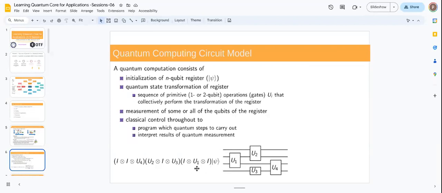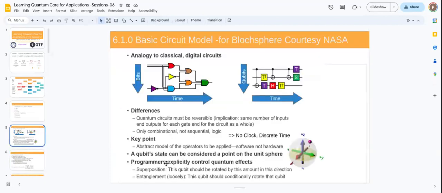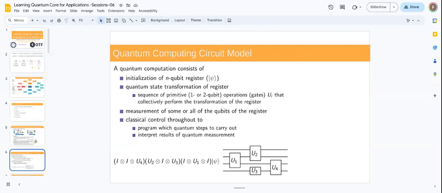We start with the MS bit. So I into U1 into I, that is the first vector. Then the second vector is U3 into I into U2. The third one is U4 into I into I. So that's the way the circuits are designed and modeled. So the circuit model is the representation of the unity.